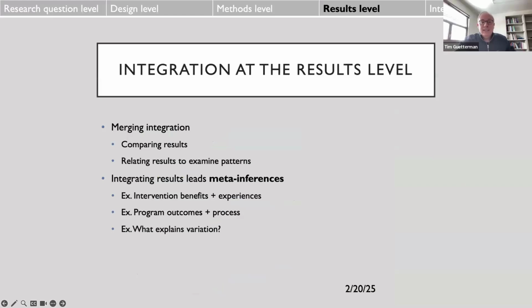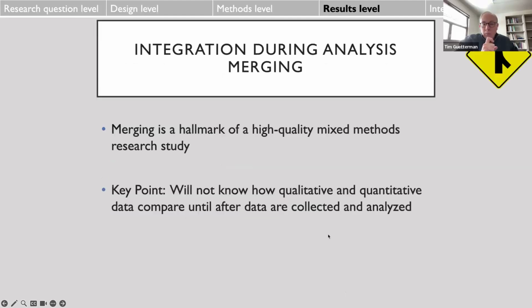So moving on now to integration at the methods level. And I'll talk about a couple of different types of merging integration, comparing results and relating results to examine patterns. But integration at the results level is what leads to those meta inferences. So understanding the benefit to the intervention and the experiences of participants, or outcomes in process, or what explains variation, for instance. Merging, though, is really the hallmark of a high quality mixed method study.